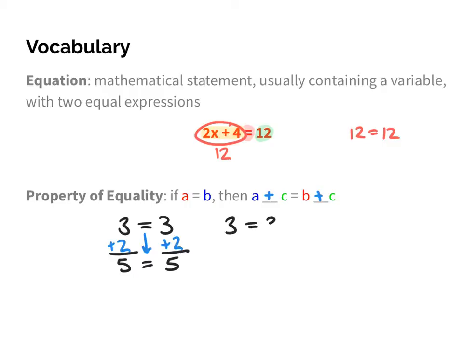I can do this same thing with subtraction. Say I were to subtract 2 from both sides. Well, if I subtract 2 from both sides, notice in the end, I still get an equality statement where I get two numbers that are still equal to each other.